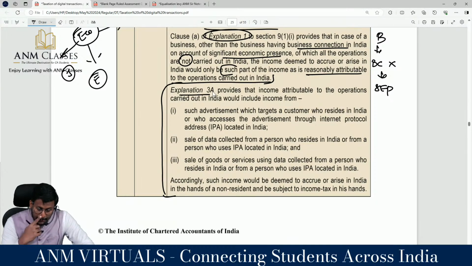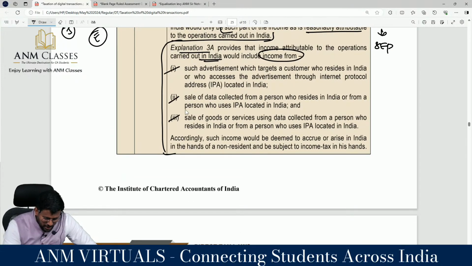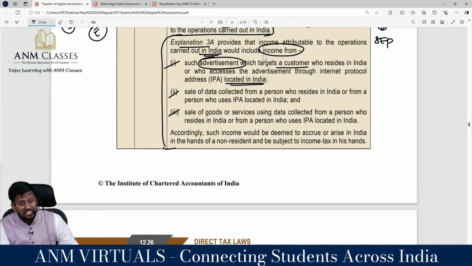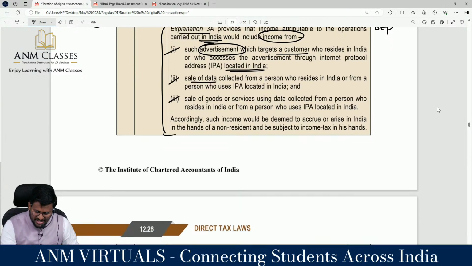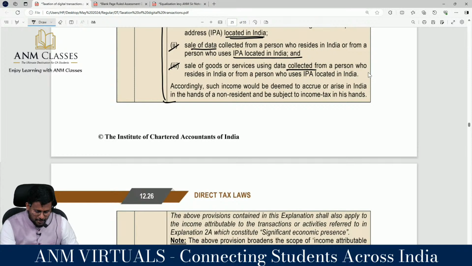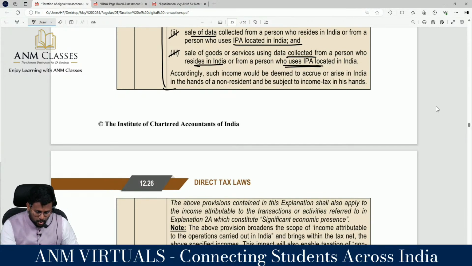Explanation 3A provides that income attributable to the operation carried out in India would include income from, and the non-resident இந்த 3 ஏரியால இருந்து என்ன வருதுனா, we will say that income is attributable from India. Such advertisement which targets a customer who is in India or who access the advertisement through IPA located in India. அப்ப நீ advertisement service provide பண்ணிருக்க, எங்களோட கஸ்டமர டார்கெட் பண்ணிருக்க, இல்லனா எங்களோட கஸ்டமர் ஐபி அட்ரஸ்ல பார்த்திருக்கான், கட்டு இந்தியால டாக்ஸ். Sale of data collected from a person who resides in India or from a person who use IPA located in India. Sale of goods or service using data collected from a person who resides in India or from a person who uses IPA located in India.